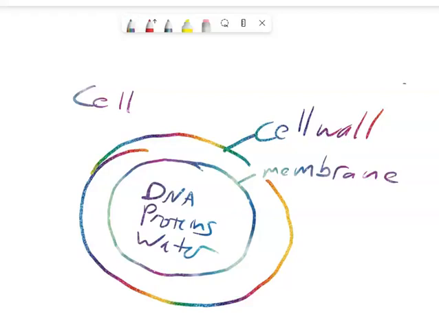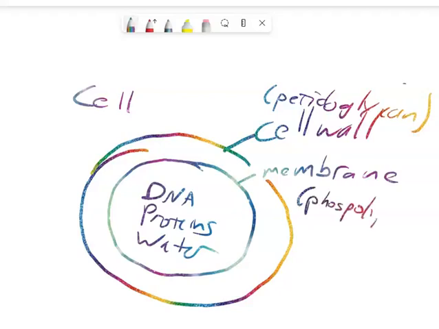So let's look at some specific things. The cell wall is made of, generally, peptidoglycan. So that is a polymer. And the cell membrane is made of phospholipids. Now they have different jobs. The cell membrane keeps the cell waterproof. The cell wall makes the cell strong.